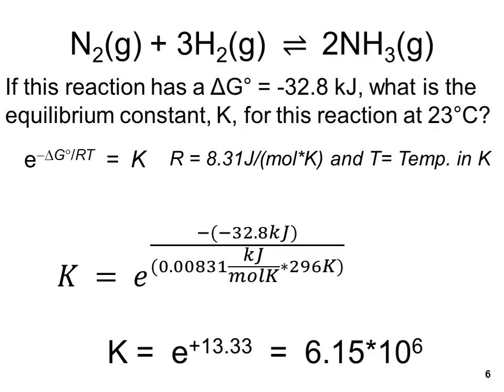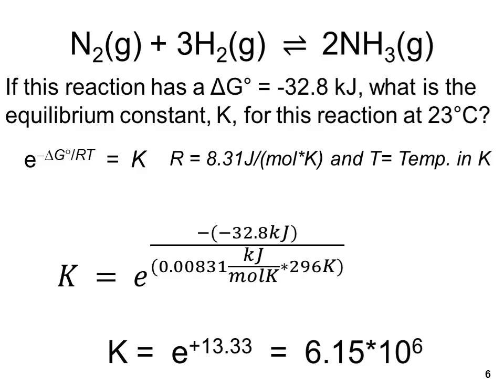All right, so we've got another reaction. We've got a delta G standard value of negative 32.8 kilojoules. What is the equilibrium constant K for this reaction at 23 degrees Celsius? In this case, we're using the equation e to the power of the negative delta G standard divided by RT, where R is 8.31 joules per mole K, and T is the temperature in Kelvin. So I usually break this up into parts. So we're going to look at the to the power of section.